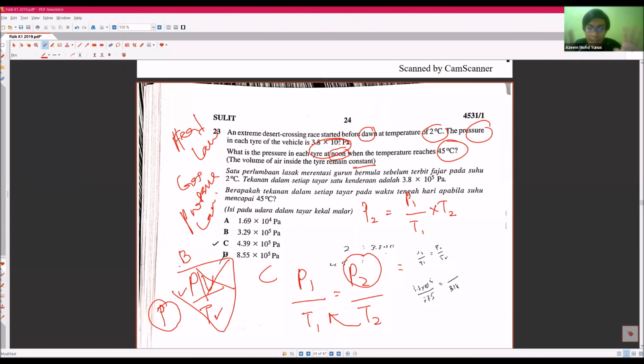The answer is going to be different for Celsius, and different for Kelvin. But we know that in order to use gas laws, we must use absolute temperature, because the directly proportional graph is actually for absolute temperature. If we use degrees Celsius, the graph is linearly increasing, so we cannot use ratio. We must use y equals mx plus c or something like that.